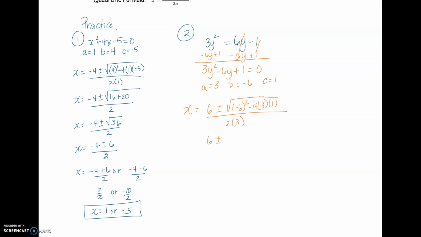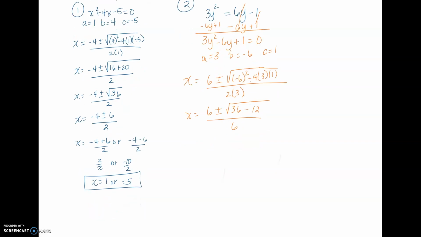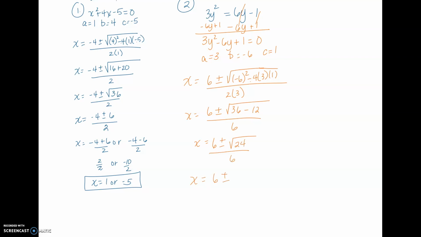So I get 6 plus or minus the square root of 36 minus 12, because negative 4 times 3 is negative 12, times 1 is negative 12. All over 2 times 3 is 6. X equals 6 plus or minus the square root of 36 minus 12, which is 24, all over 6. 24 is not a perfect square, but there is a perfect square factor. Remember, this is like 4 times 6, and 4 is a perfect square, so I'm going to take that out. So that becomes 2 square root of 6 over 6.